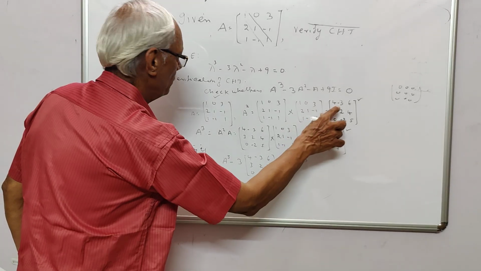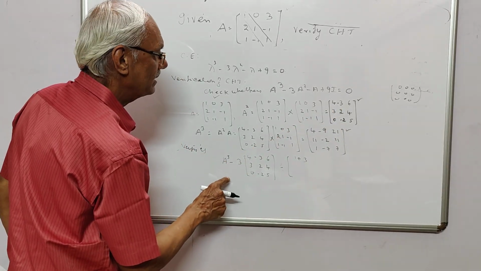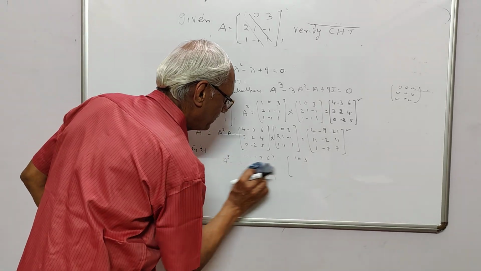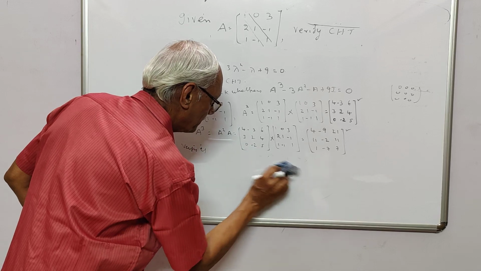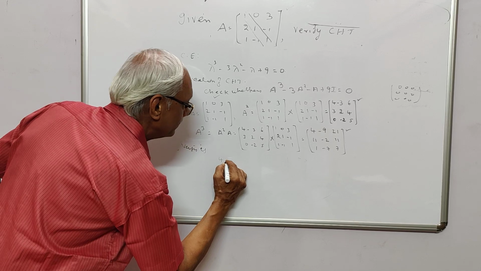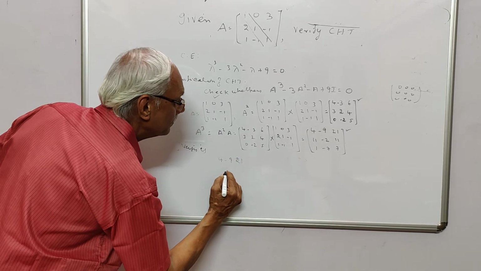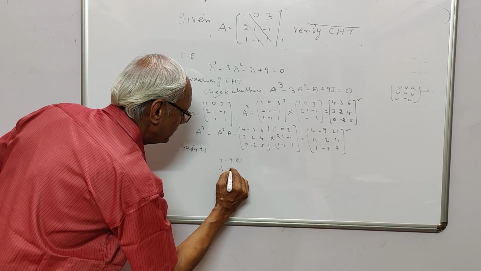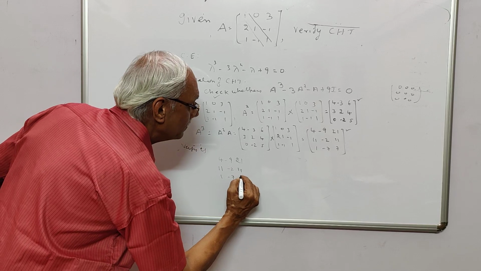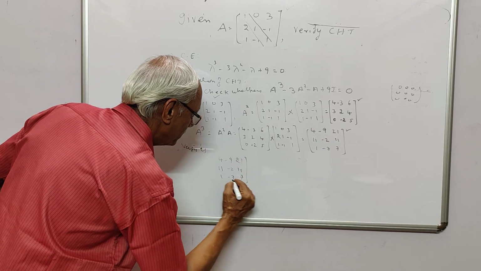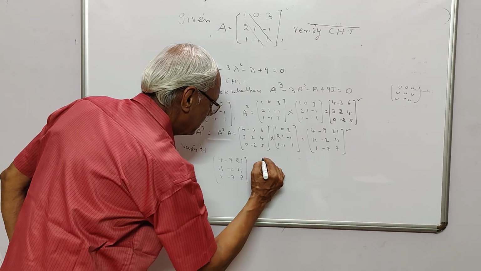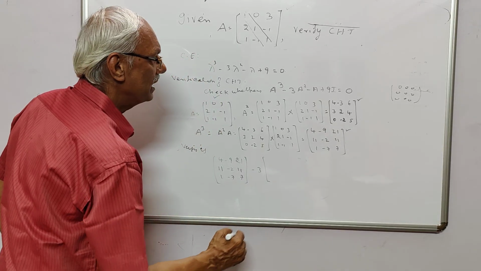Your A cubed, okay? A cubed means is this one. See, where is your A cubed? A cubed is, see, I have written wrongly here. Your A cubed is this. This is A cubed minus 3 into, what is your A squared?